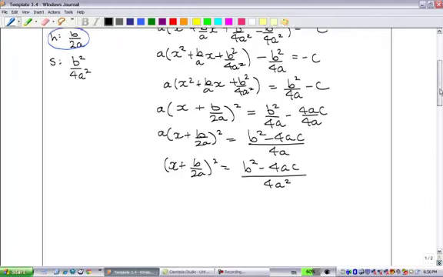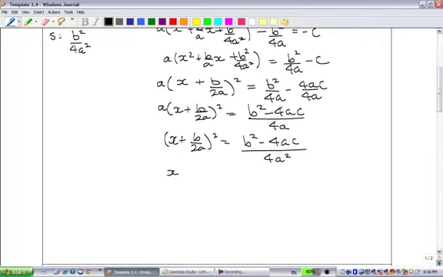Because it's a perfect square, we can take the square root of both sides, and remember that introduces a plus or minus situation. So plus or minus the square root of b squared minus 4ac over 4a squared. Notice that in the denominator we have two perfect squares. We have a perfect square of 4 and we have a perfect square of a.